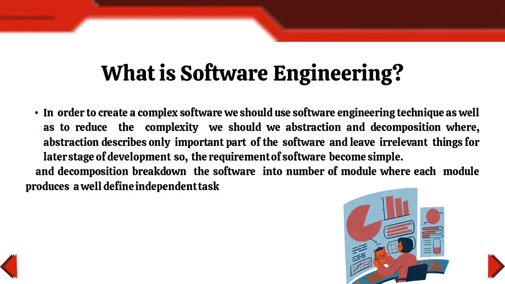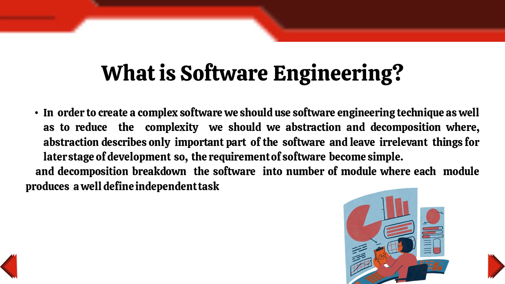In order to create complex software, we can't just start coding randomly. We need software engineering techniques to manage the complexity. Two important concepts that help us are abstraction and decomposition. Abstraction means focusing only on the most important parts of the software, while ignoring less important details in the early stages. This makes the software requirements simpler and easier to understand.